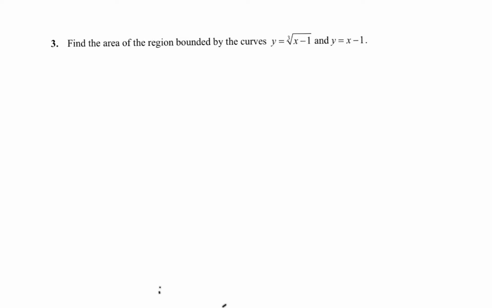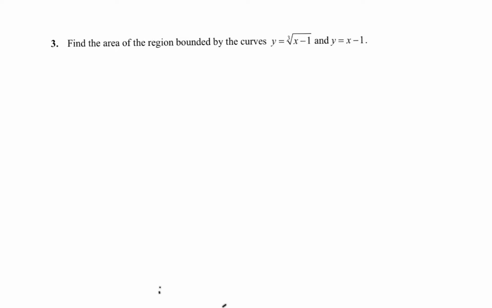We now do this problem to practice. Find the area of the region bounded by the curve y equals the cubic root of x minus 1 and y equals x minus 1. It doesn't say you need four curves. It doesn't say between x equals 1 and x equals 2. It doesn't say, but for sure these two curves have an intersection, and the intersection will tell you what the area is. Okay, let's do it.